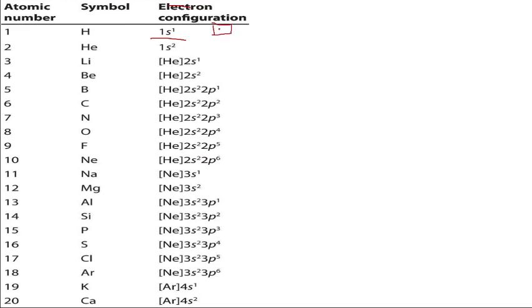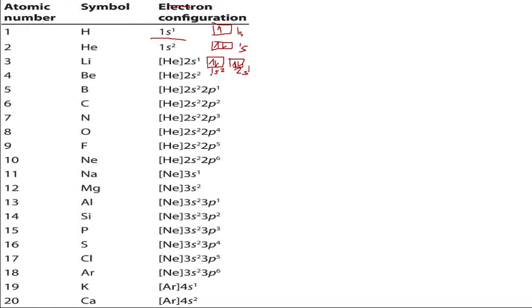This one is what? 1. This one is what? 2. Are you getting me? And they are both what? They are both 1s. But this one is what? 1s2. Because helium is what? 1s2. And the next one is what? 2s1. 1s2, 2s1. So this is 1s2. This is what? 2s1.